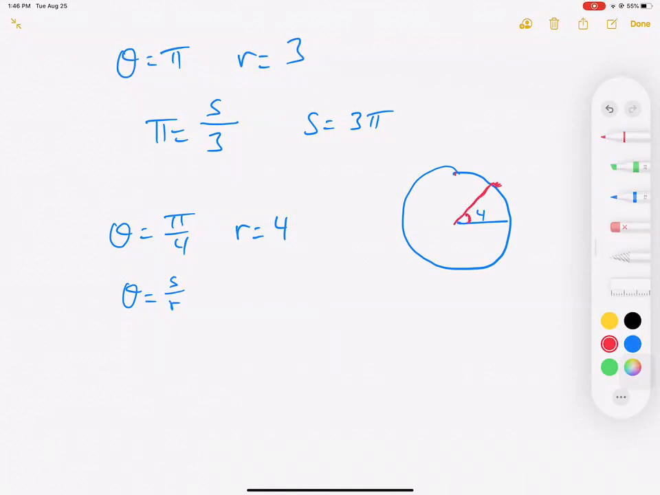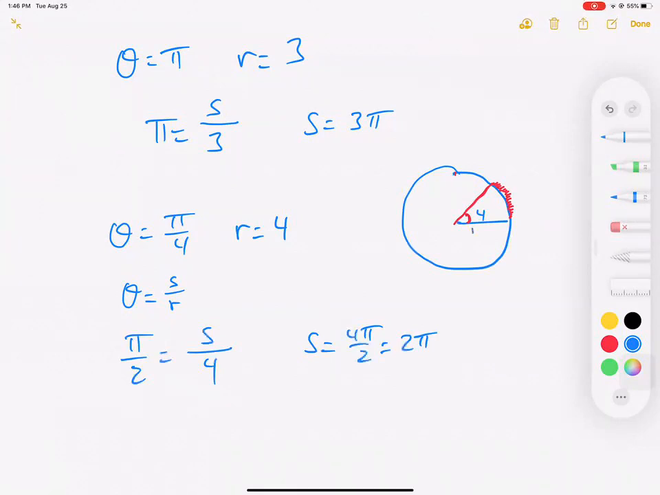So how much would this sector be, okay, of the circle? Well, let's just use the formula. Let's not overthink it. It's going to be pi over 4 is equal to s over r, which is 4. We're going to multiply 4 to both sides. S is equal to 4 pi over 2, which reduces to 2 pi. 2 pi doesn't look like the right answer, but is it? I'm going to show you another way of looking at it.